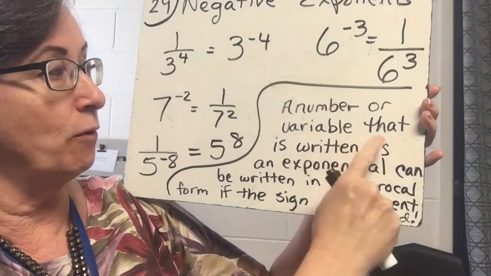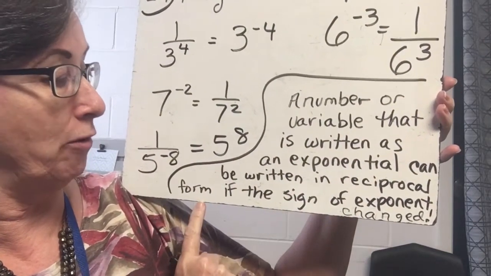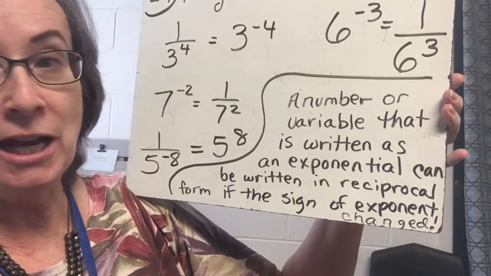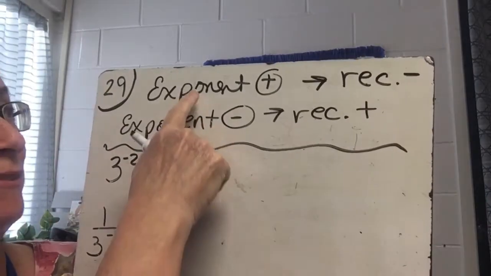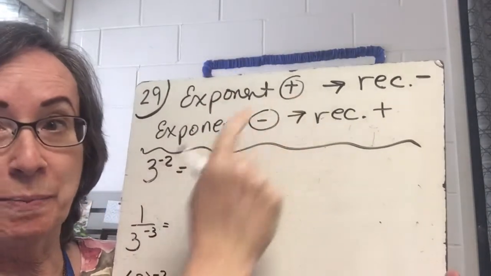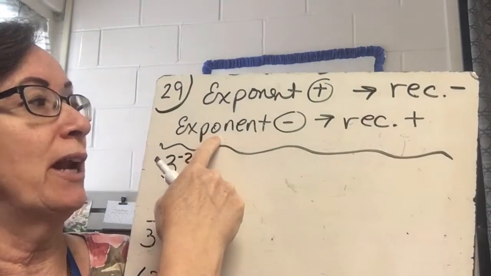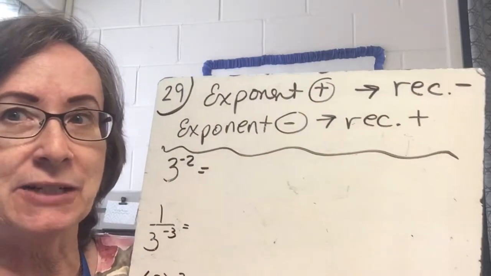A number or variable that is written with an exponent can be written in reciprocal form if the sign of the exponent is changed. It's as easy as that. Okay, so if our exponent starts with positive, then the reciprocal will have a negative exponent. When our exponent starts with a negative, its reciprocal will have a positive exponent.